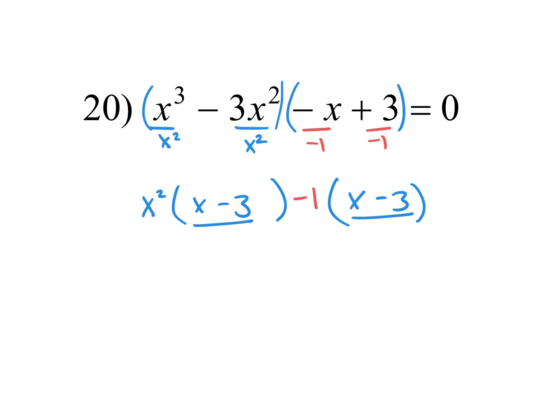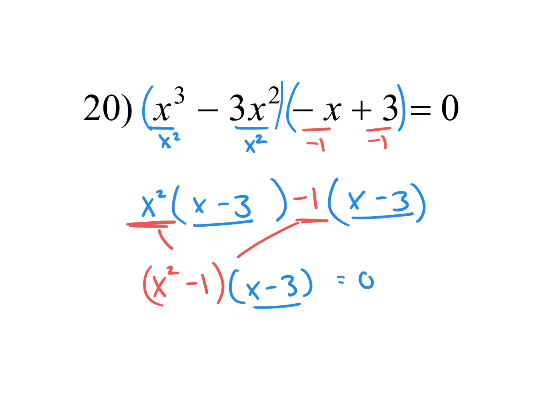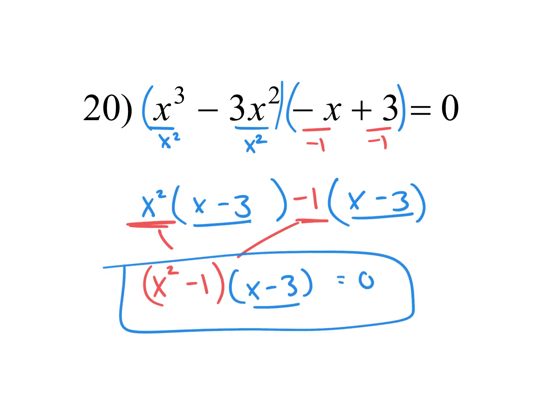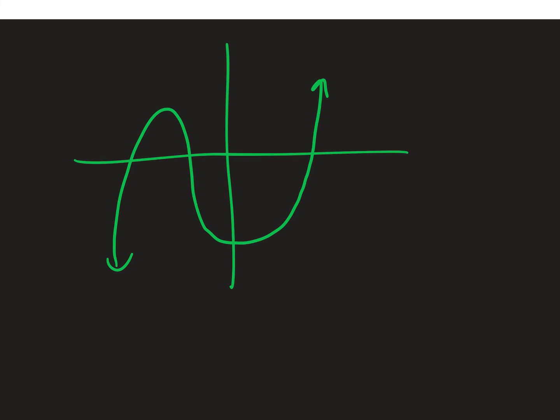Matthias? X squared minus 1, and then x minus 3. Awesome. So whatever's on the outside goes together, and then the insides go together. So that's our answer.